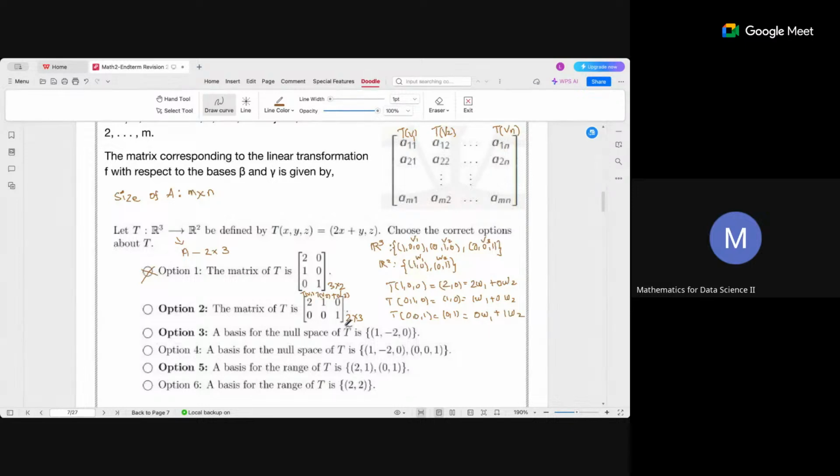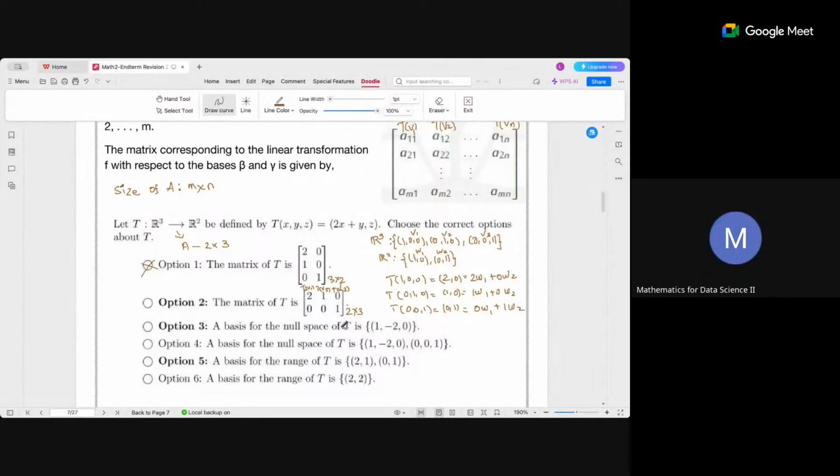Clear? Can you please clarify how you got the images? I have just substituted (1, 0, 0) in place of x, y, z.